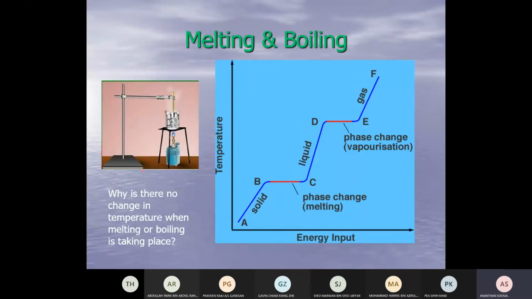Okay, now the question is, when solid, liquid, gas change phase, during melting and boiling, phase change happens. Why is there no change in temperature when melting and boiling is taking place? You know this answer, I believe, from O levels or SPM. Why during melting is there no temperature change? Anybody?